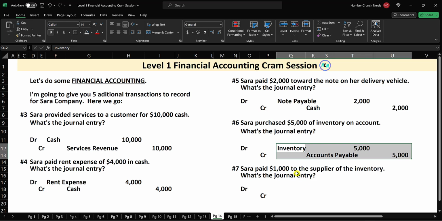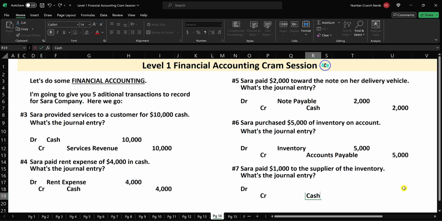Okay, so what is the easier side of the entry? Well, we know she paid, right? And so if she paid, that's cash. So we know that. We're going to put that down, $1,000 credit to reduce the asset cash. We know that the other side is going to be $1,000, the debit side. And what is that going to be too?